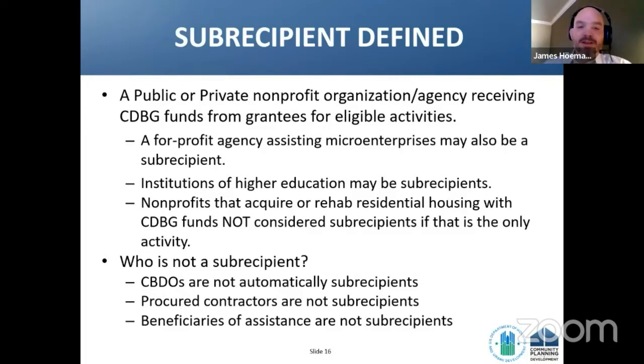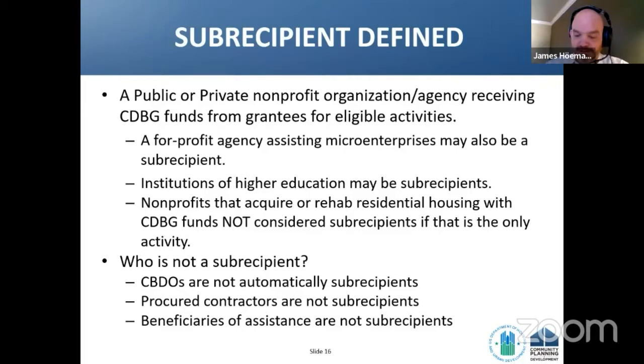And of course, nonprofits that acquire and rehab residential housing, they're not considered subrecipients if that's the only thing they do. And often grantees will pair that up with the CBDOs or with CHODOs in the HOME program so that they can leverage funding from over on their side.